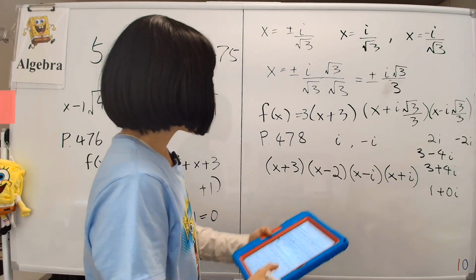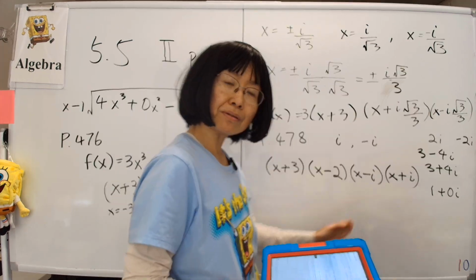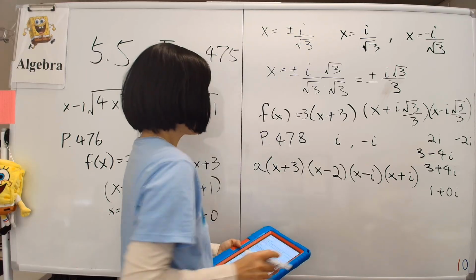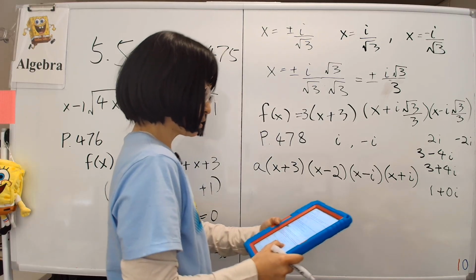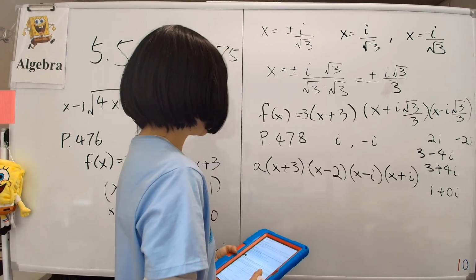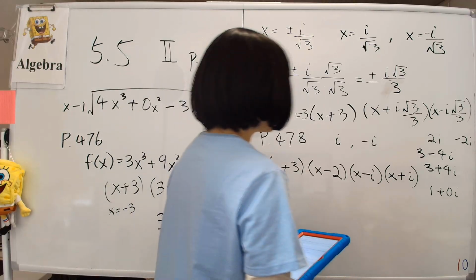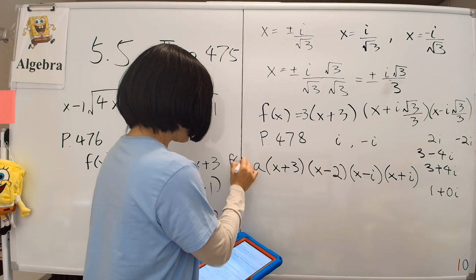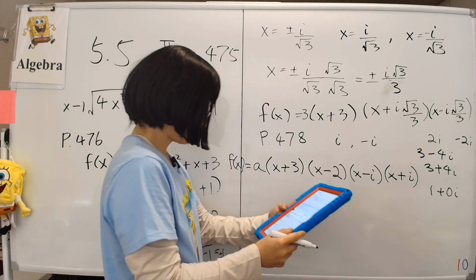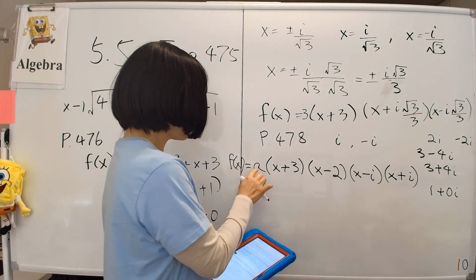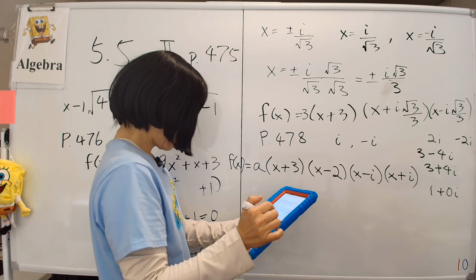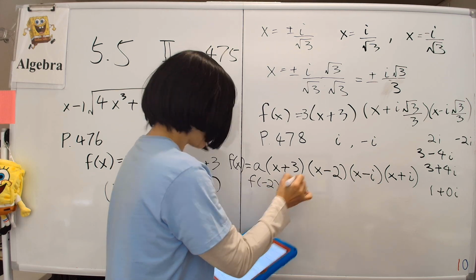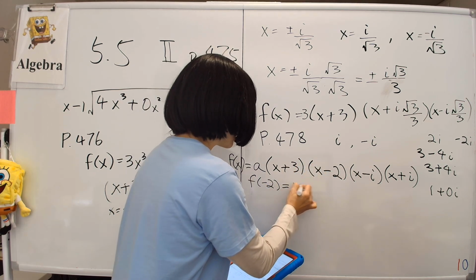Now this is the factoring of the polynomial, but we don't know what the leading coefficient is, so we will call it a. We will find the leading coefficient when we use f of -2 equals 100. So this whole thing is equal to f of x. And remember, f of -2 equals 100, as given.